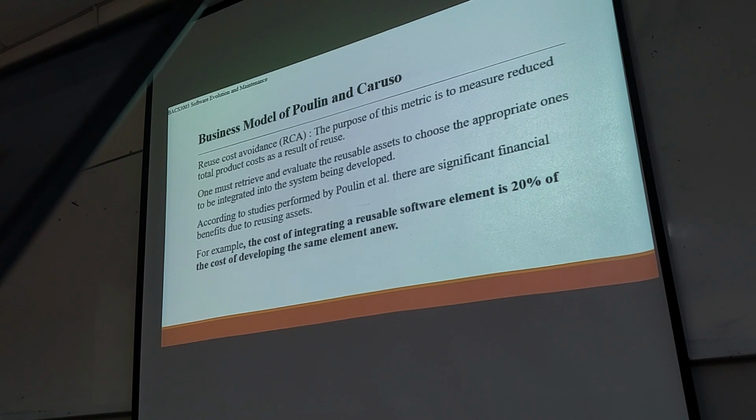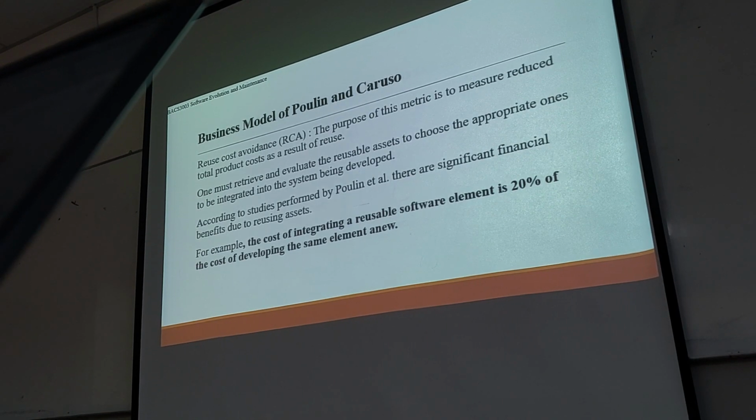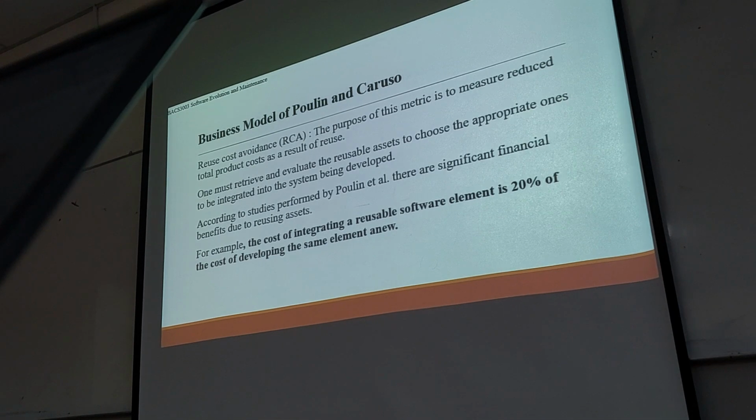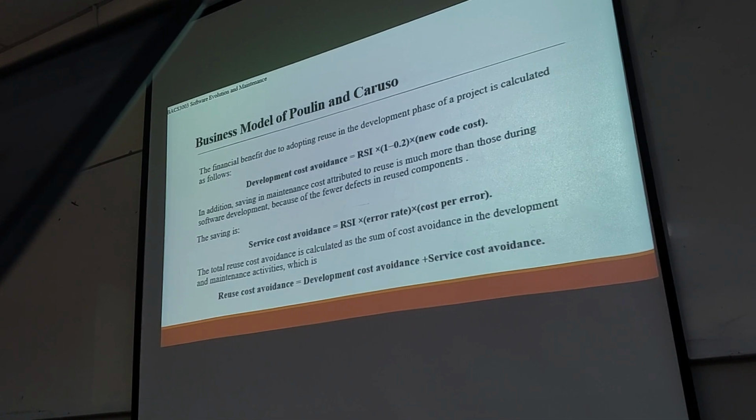Reuse cost avoidance. The purpose of this metric is to measure the reduced total product cost as a result of reuse. Here is another calculation. The financial benefit for adopting reuse during the development phase is calculated using this formula. How many formulas! Many formulas. This is all costing, you only need to memorize how to calculate.